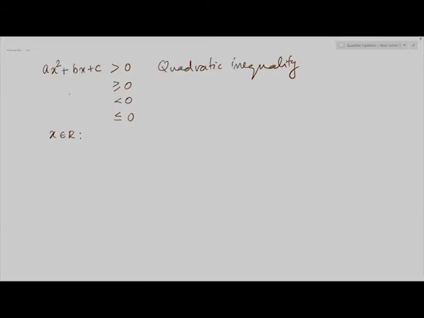Then we say that is a solution of this inequality. For instance, if I consider the inequality ax square plus bx plus c greater than 0, and I am able to find an x in R satisfying it, we say that x is a solution. Generally the solution x will not be unique, so we are going to find a solution set, that is, the set of all x in R such that ax square plus bx plus c is greater than 0. This is what we mean by the solution set, and how to find this solution set is our aim in this lecture.